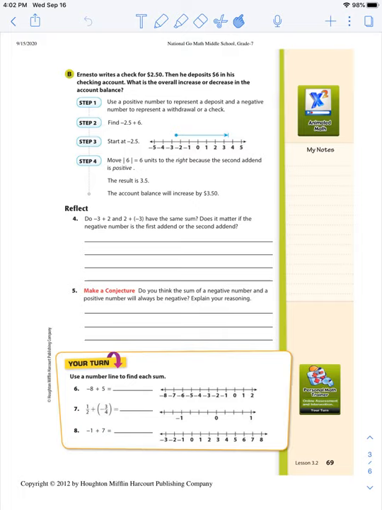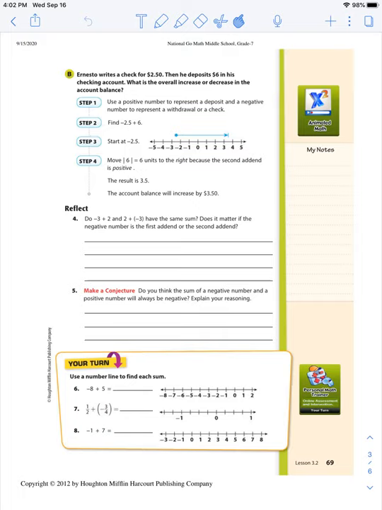All right, example B. Ernesto writes a check for $2.50. Then he deposits $6 in his checking account. What is the overall increase or decrease in the account balance? Well, when he writes a check, remember that's money being taken out of the account, so we're going to represent that with a negative. And then when he deposits, he puts money into the account, or he adds to it, so we're going to represent that with a positive.